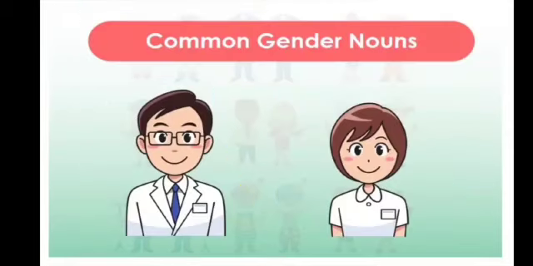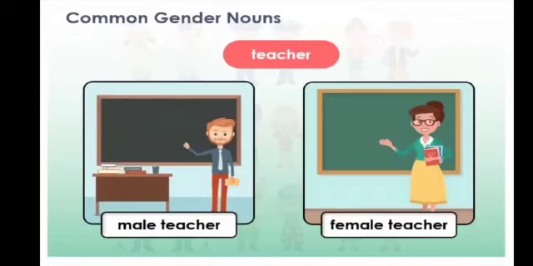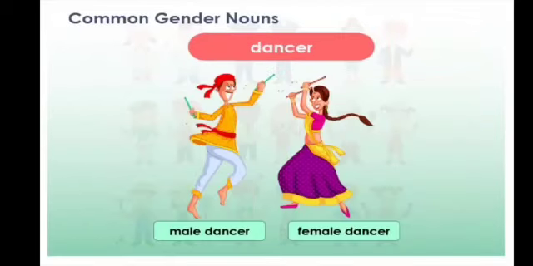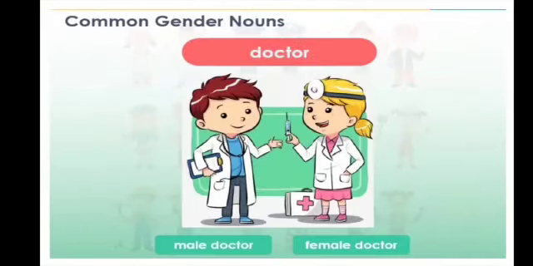Next, common gender nouns. Common gender nouns are the naming words that can be male or female. For example, teacher. A teacher can be male or female. Dancer can be male or female. Doctor can be man or woman.